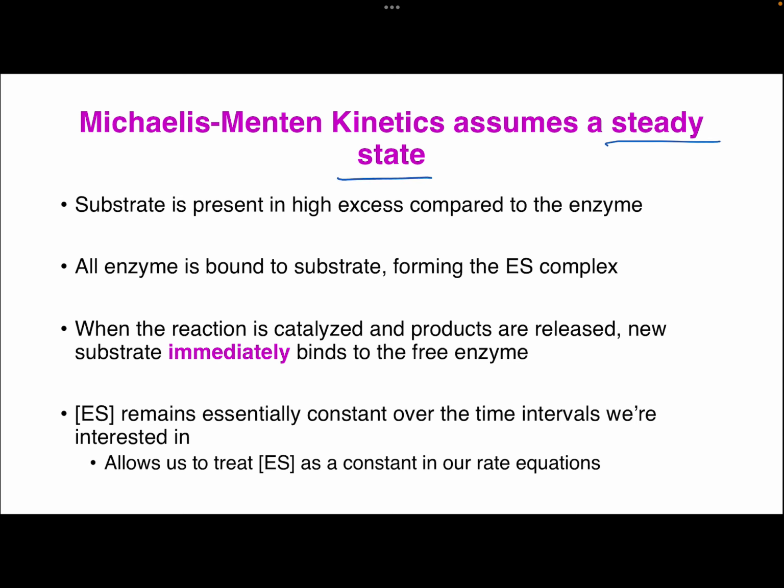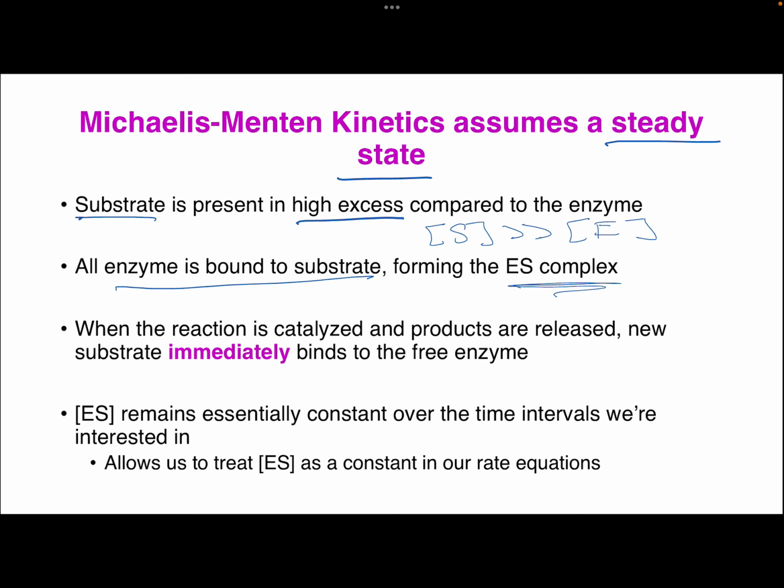So what does that mean? So we're going to assume that substrate is present in much higher concentration, high excess compared to the enzyme. So that is basically just saying that the concentration of substrate is much, much greater than the concentration of enzyme. All right, why is that useful? That's useful because when we're in this situation, we have way more substrate than we have enzyme. All of that enzyme is going to be bound to substrate. All right, so all of our enzyme is going to be in the ES complex.